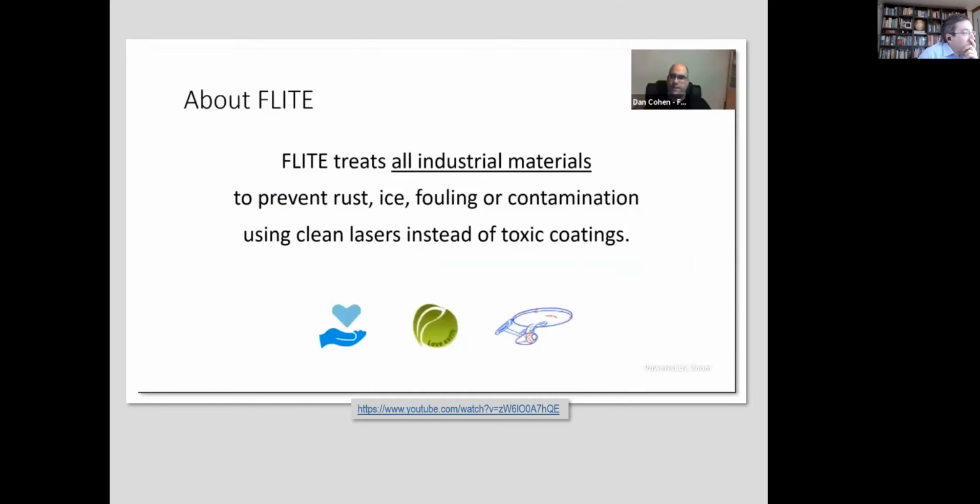So Flight Material Science is for industrial products that we depend on. Now, when we depend on these products, every aspect of our daily life, and when their surfaces are affected by rust and fouling and ice, they fail. So we have a radical new treatment to protect all industrial materials using clean lasers instead of toxic coatings. And this technique will protect human life, reduce environmental damage, and improve the safety and performance of products.